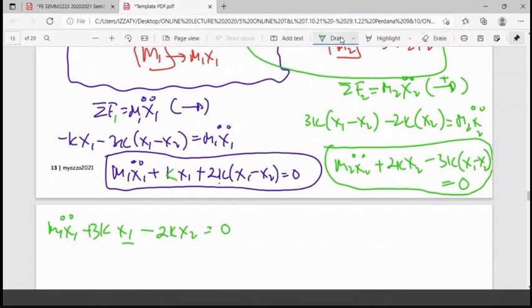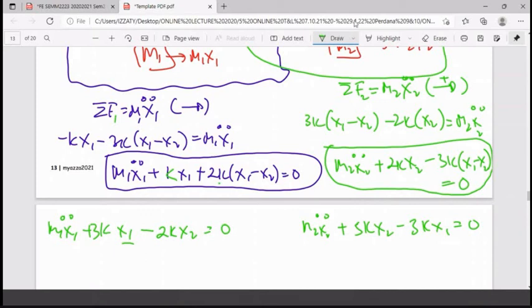You cannot factorize this one because we already have k1 and k2. Just leave it like that. Do this one. This one is m2 x2 double dot plus this one 2k x2. This one 3k x2 plus you have 5k x2. Correct? Minus 3k x1 equal to 0. Isn't it? Yes or no? Yes, doctor. So you have two equations.